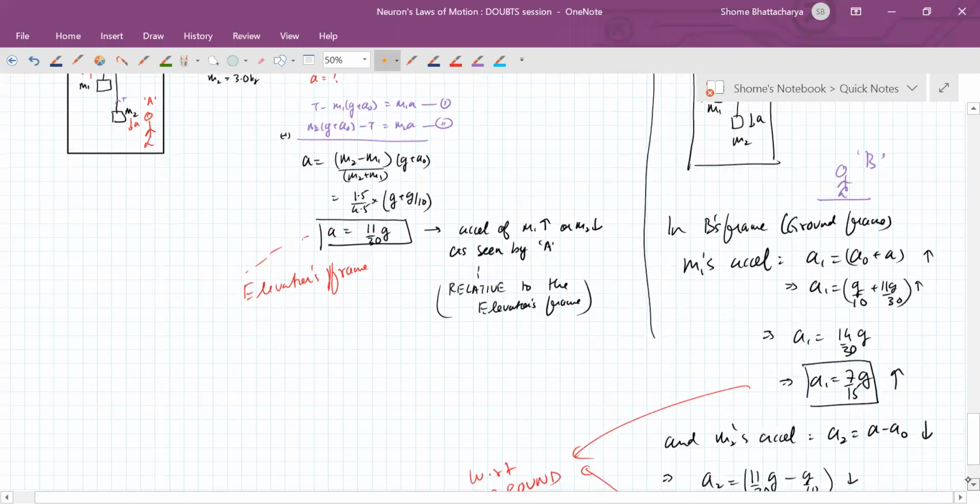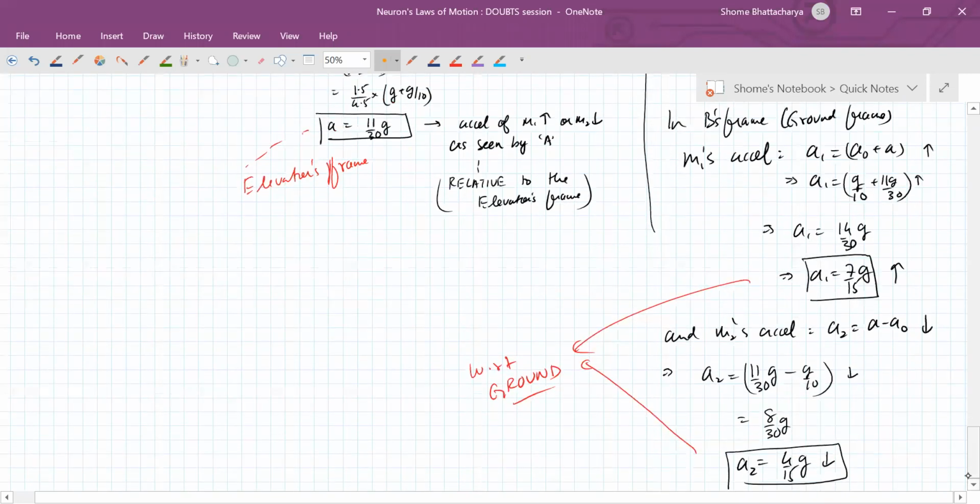So that's where this comes in. Okay, so this concept is clear, I hope, to all of you: the concept of relative acceleration with respect to the elevator and how we have used pseudo force to find it.